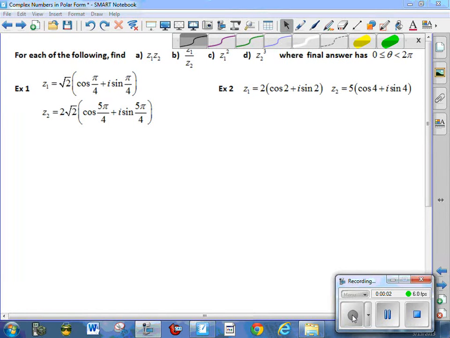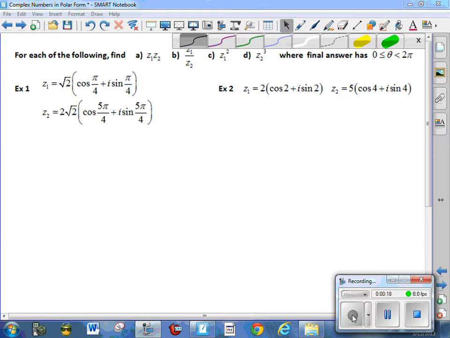Okay, this is complex numbers in polar form, part 2. Fasten your seatbelts, ladies and gentlemen, because we're going to go very quickly through this material. You may need to pause if you need to catch up and write some things down or listen a little more carefully, because I'm going to go fast.